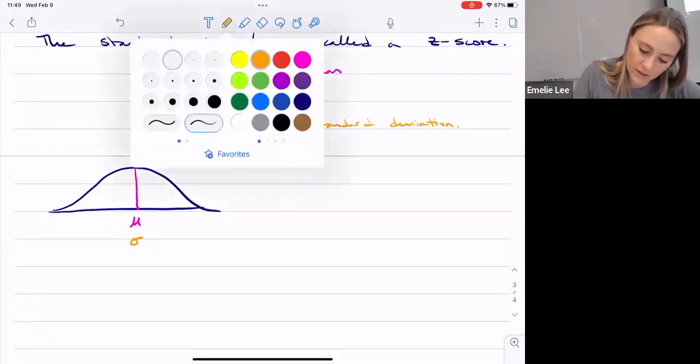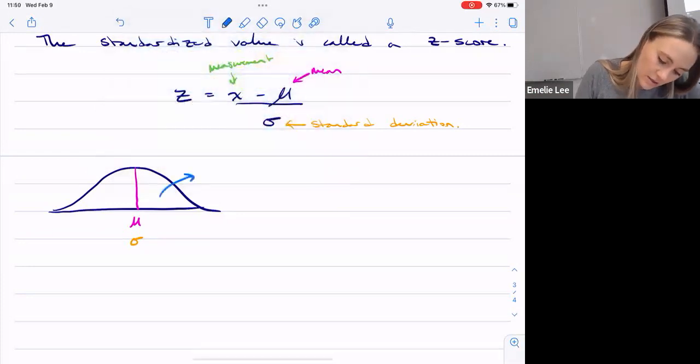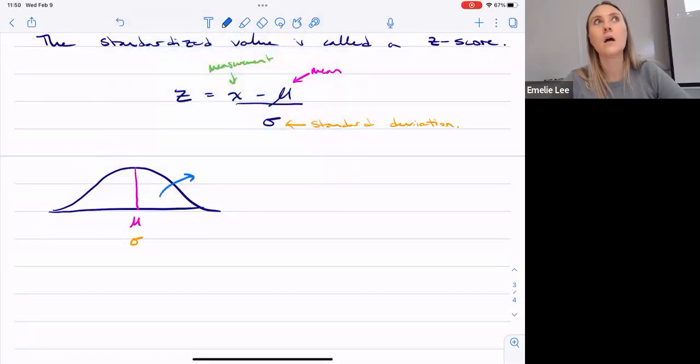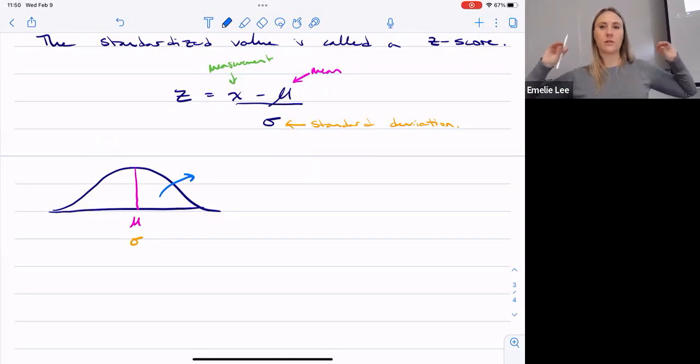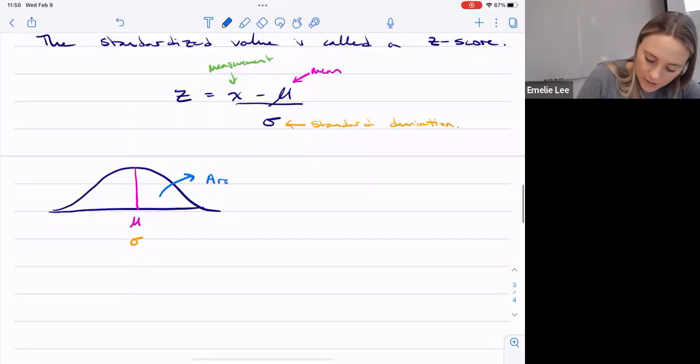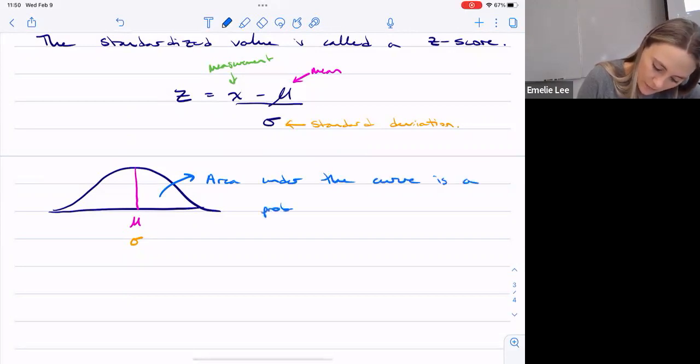But the area under the curve here, it can't be both positive. So what happens is it gets kind of mind-boggling, but when we draw a normal distribution, we assume that those tails never ever close. It just goes on and on and on. And if we think about the area under the curve as the probability, area under the curve is a probability.